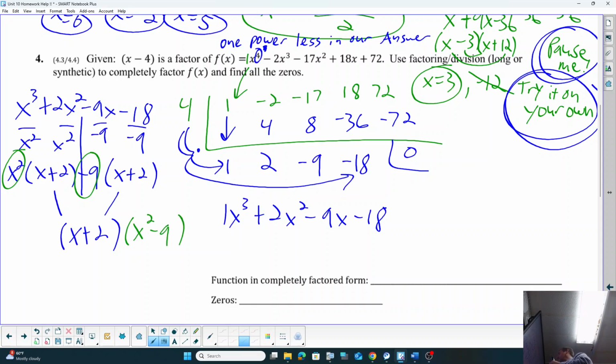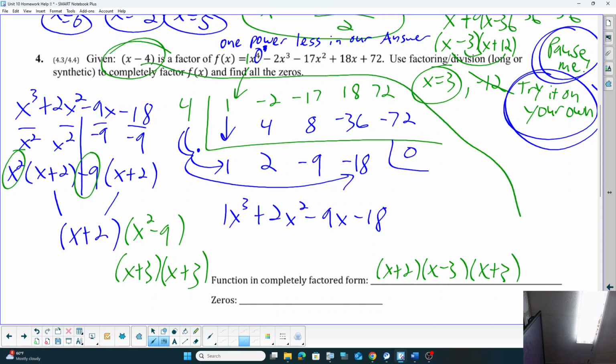And so x squared minus 9 can factor more? What? Yep, it can factor more. It's called the difference of squares. So our factors are going to be x plus 2, x minus 3, x plus 3. And then don't forget the other factor that we started with, and that's an x minus 4. And so our zeros will be the opposite signs: negative 2, positive 3, negative 3, and positive 4.